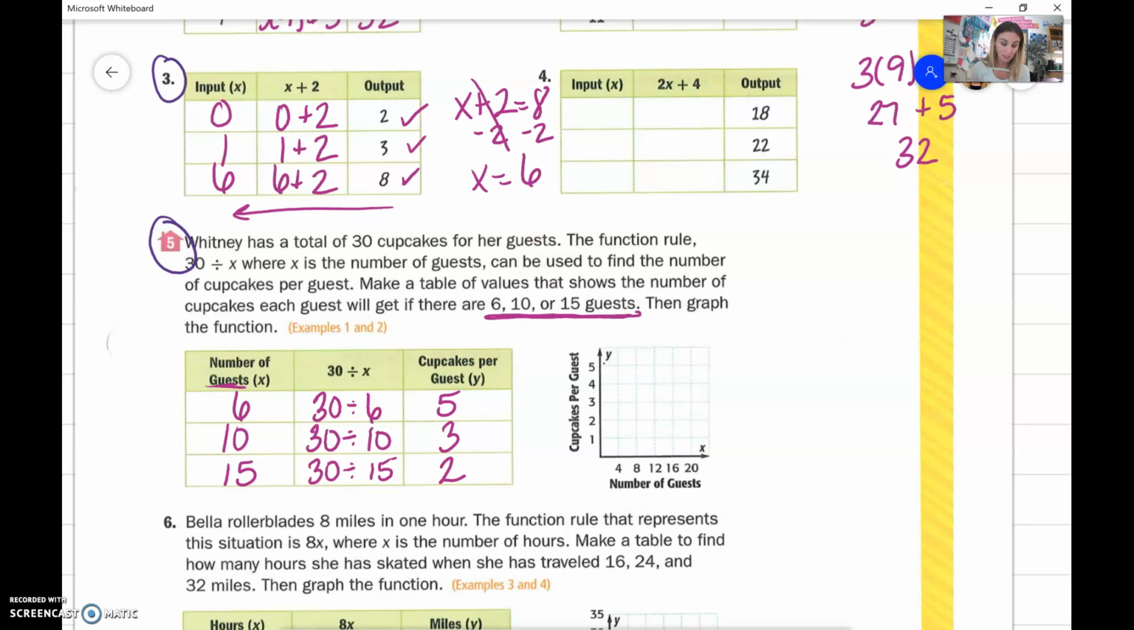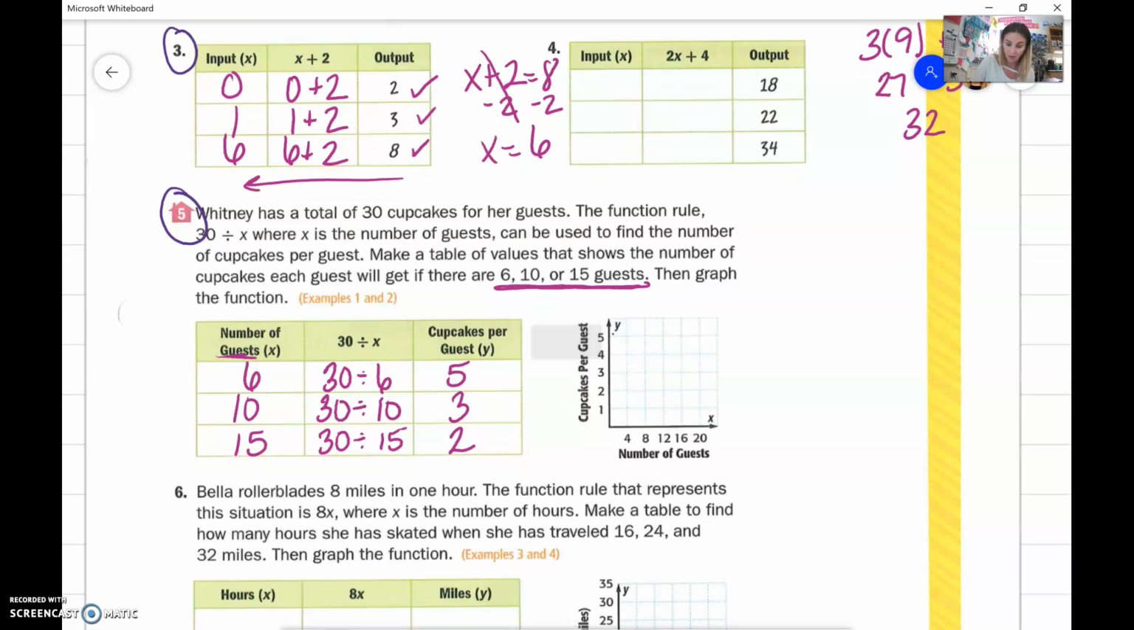Okay, so then it says graph it. So we're going to take our x and our y. I'm going to write them over here. Our x is 6, our y is 5, our x is 10, our y is 3, and our x is 15, and our y is 2.